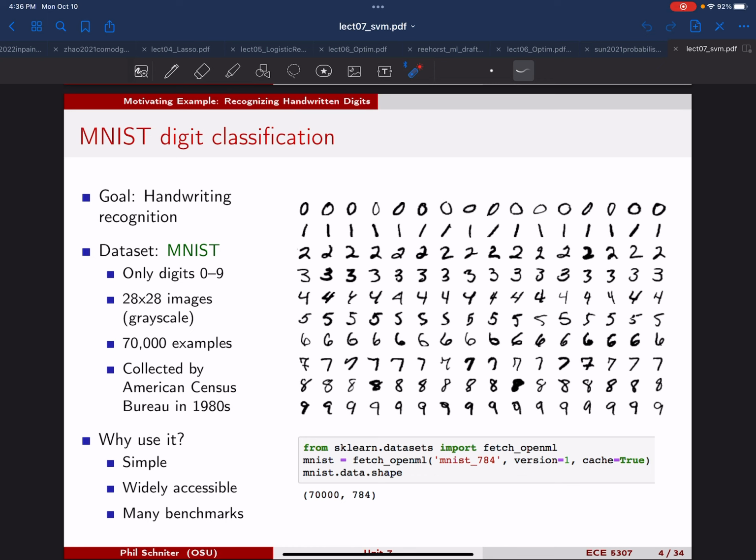And they are of digits, handwritten digits from 0 to 9. There are 70,000 examples in the data set. And data was collected by the American Census Bureau in the 1980s. One of their goals at that time was to have automatic mail readers, so that when a mail comes into the post office, a machine can scan the address and can figure out where to send it rather than having a human do that.